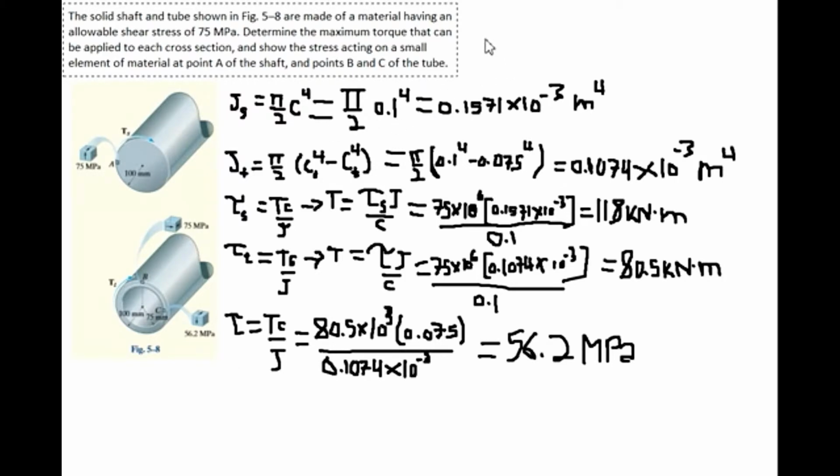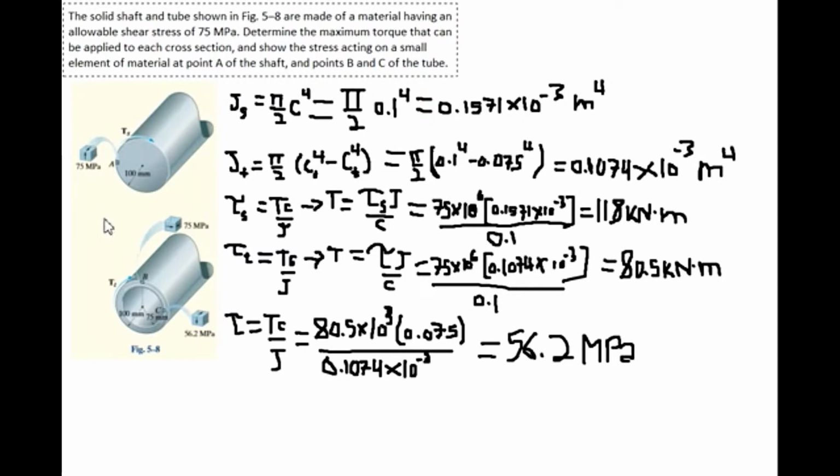So here we go. The problem states that the solid shaft and tube shown in figures 5-A are made of material having an allowable shear stress of 75 megapascals. Determine the maximum torque that can be applied to each cross-section and show the stress acting on a small element of material at point A of the shaft and points B and C of the tube.